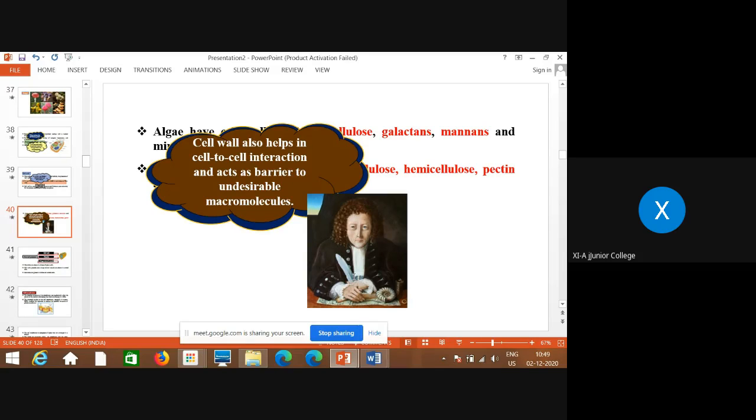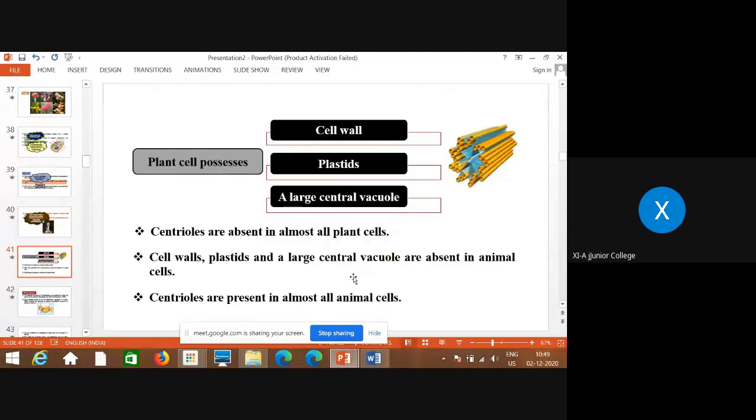And also it acts as a barrier for undesirable macromolecules to enter the cell. If the cell finds that it is not good for the cell, then at that time the cell wall works as a barrier. It doesn't allow everything to come inside the cell. So in this way, it works as a barrier.